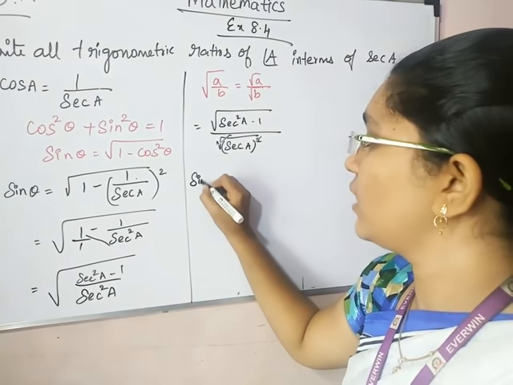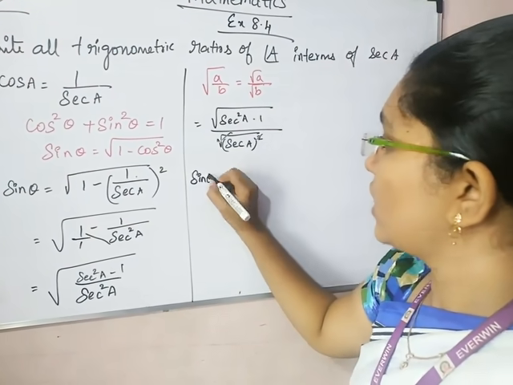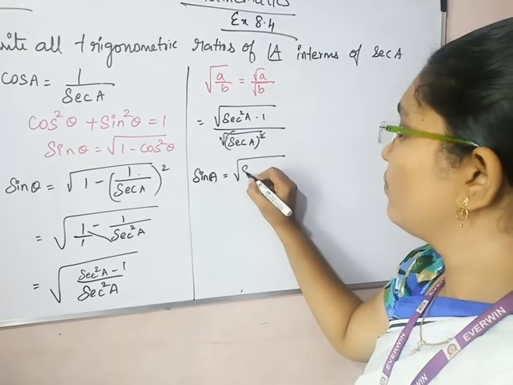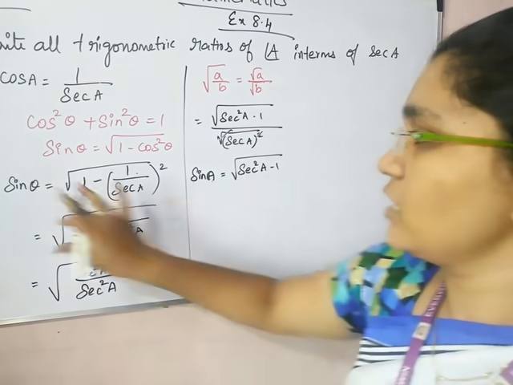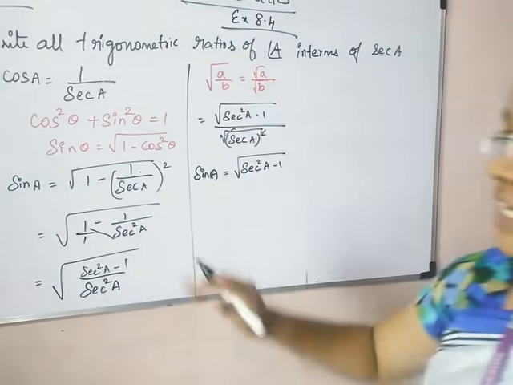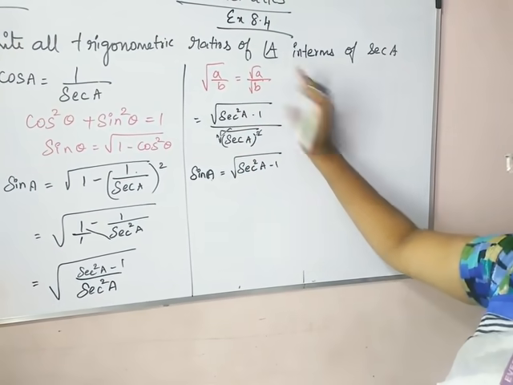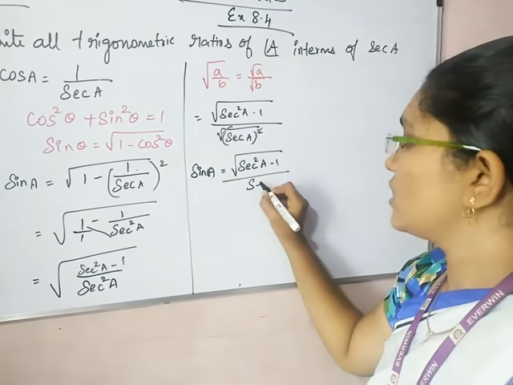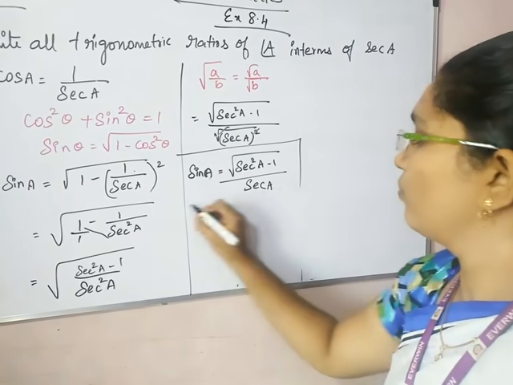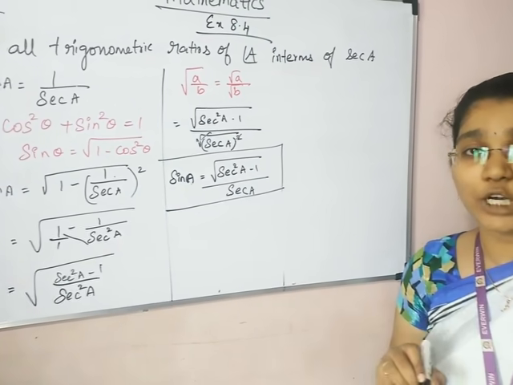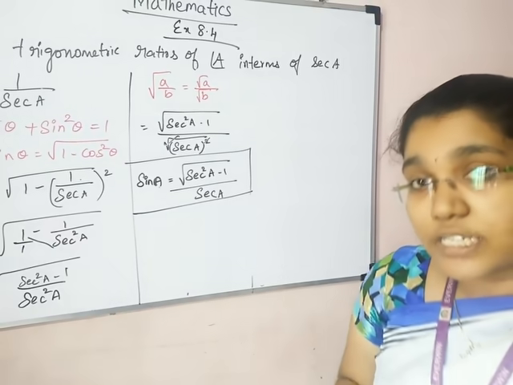So what is sine theta? Sine A is equal to root of secant square A minus 1 divided by secant A. Just mention sine A, because the given angle is A. So we have found the sine value in terms of secant. What is the next ratio? Tan.